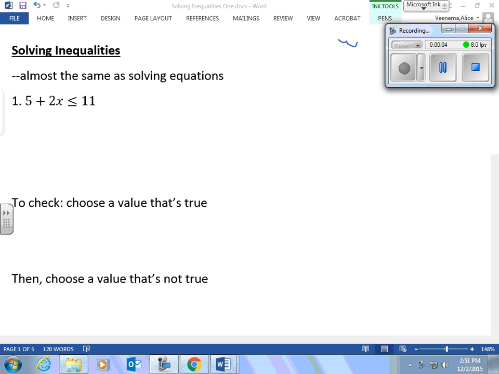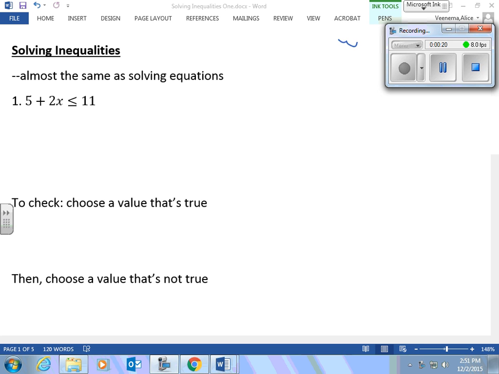In this lesson, we're going to look at solving inequalities. And you may have seen some of this before. Hopefully you have. And you'll recognize that it's almost the same as solving equations. And we'll see shortly the one twist that's a little bit different.